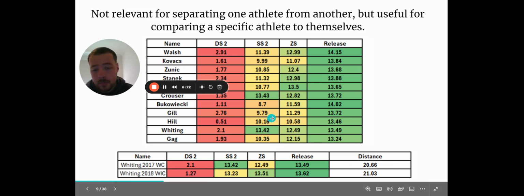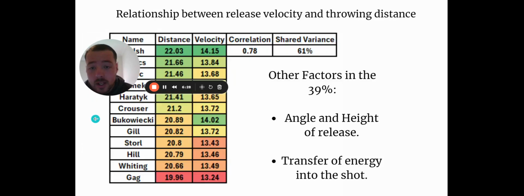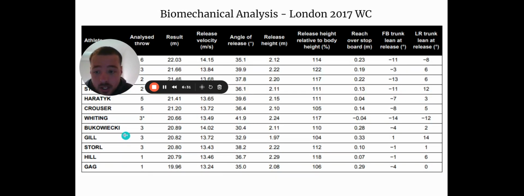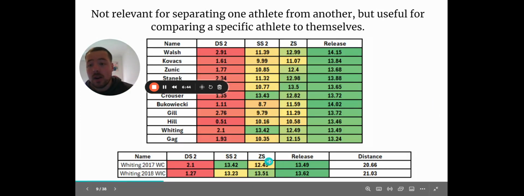Now that's most likely down to falling away from the shot. I think if we go back, we can see Ryan Whiting here, forward-back lean at release, minus 14 degrees, and minus 12 degrees of trunk lean. So he's falling back and to the left. So he's not getting his energy into the shot, which is why it's decelerated. It accelerates again as he punches it out, but this deceleration limits how fast he can get upon release, which is why he's only thrown 20.66.